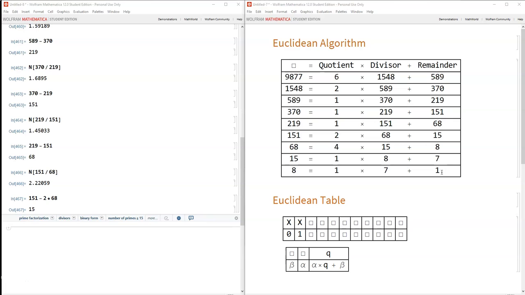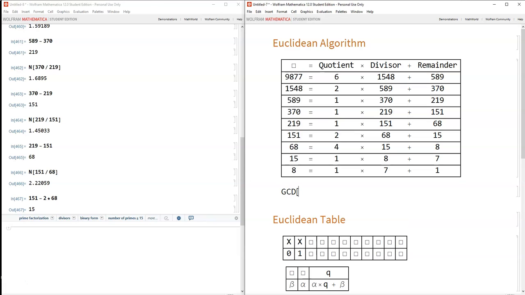I know that 1 is going to divide 8. So this tells us that the GCD of our two values is indeed 1. If we'd gotten something other than 1 and then got a remainder of 0, that would have been our GCD. Not the 0, but whatever we divided by. Since they're relatively prime, we can now use this to find the inverse of 1548 mod 9877.